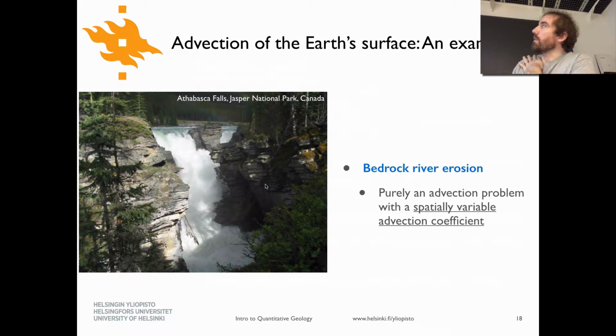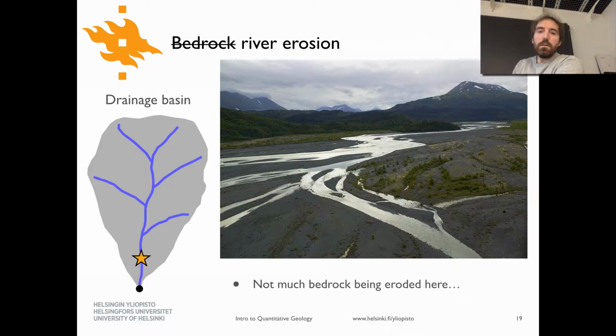But in cases like this, this is a nice picture of, well, this is really a waterfall in a bedrock river, but basically you've got water flowing directly over the bedrock here. There's not much sediment that's protecting the bedrock from being eroded, and so this would be one place where we could apply this advection equation.